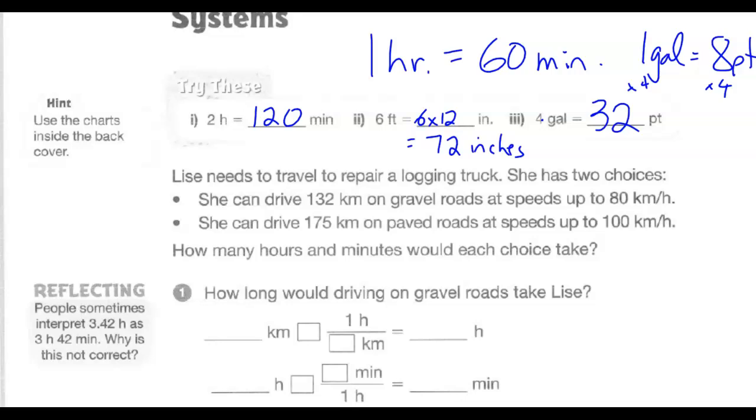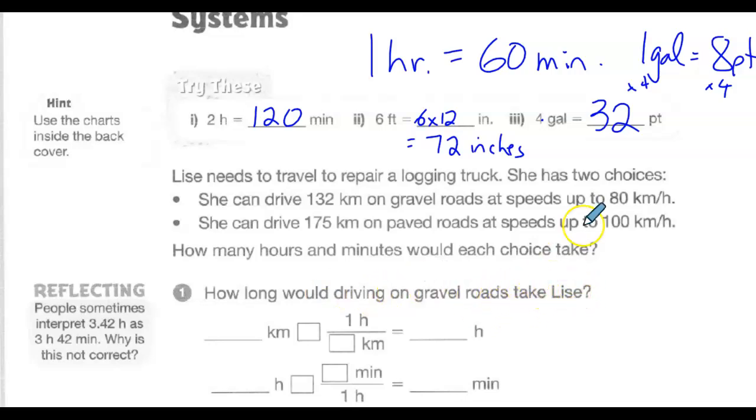Okay, Lisa needs to travel to repair a logging truck. She has 2 choices. She can drive 132 kilometers on gravel roads at speeds up to 80 kilometers per hour. She can drive 175 kilometers on paved roads at speeds up to 100 kilometers per hour. How long would driving on gravel roads take her?